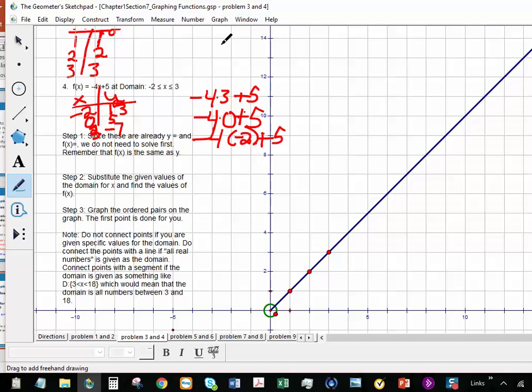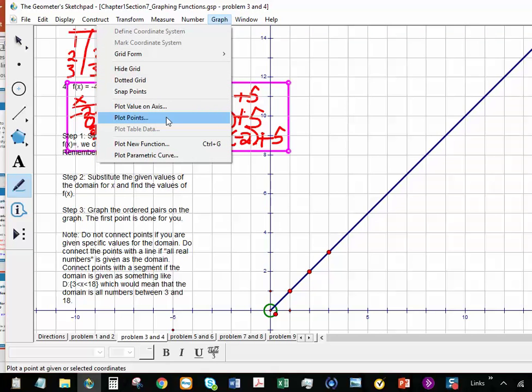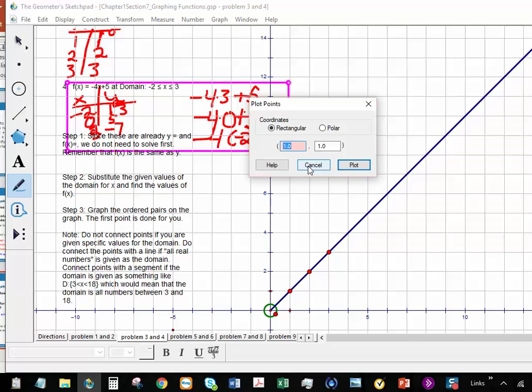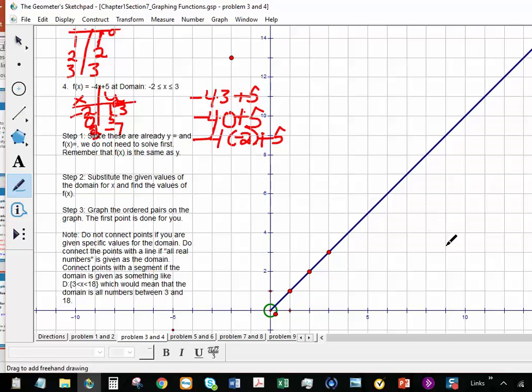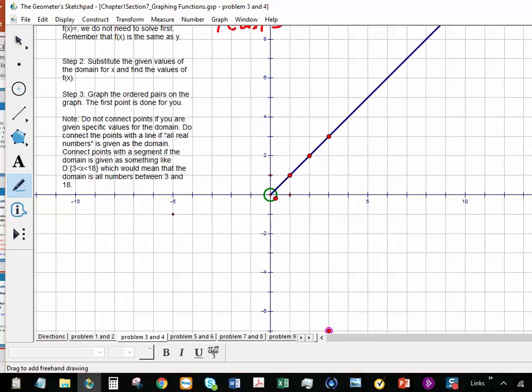I'm just going to plot 2 of those points right now. I'm going to plot the 2 endpoints. -2, 13. And then I'm going to do the 3, -7. So -2, 13 is right there. And then 3 is right here.